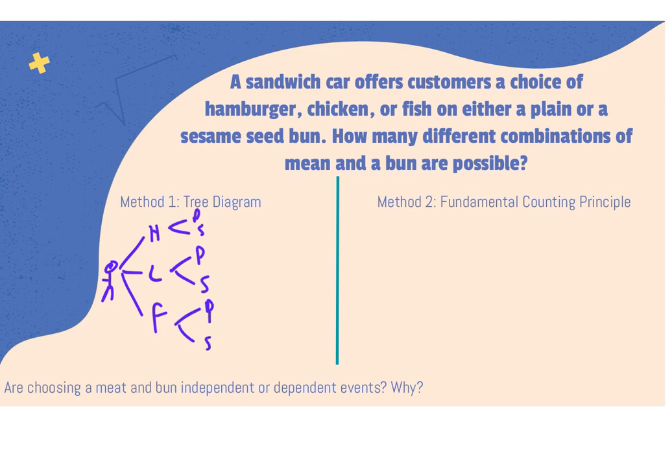So I'm going to have 6 possibilities, 2, 2, and 2, so 6 possibilities. The other option would be just to say 3 times 2, because I'm picking one of the meats and I'm picking one of the breads.